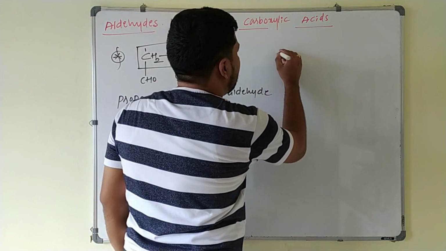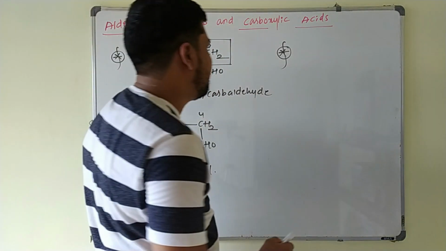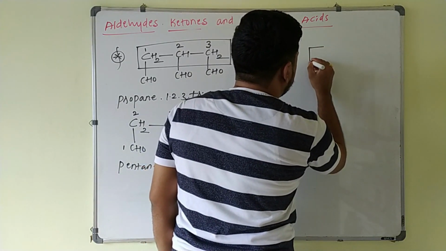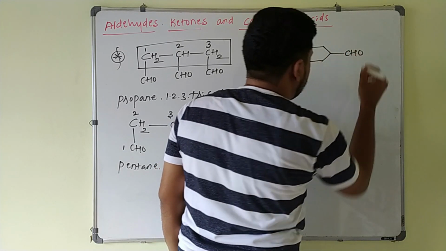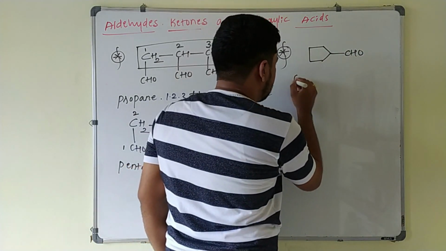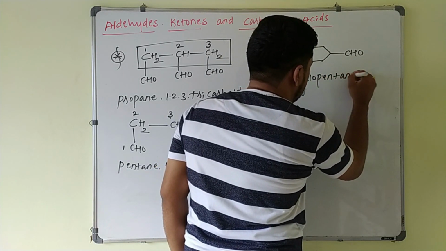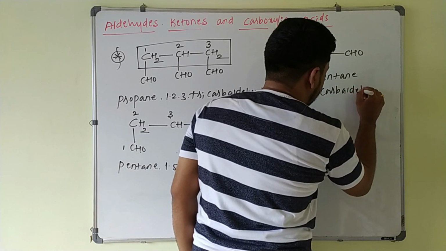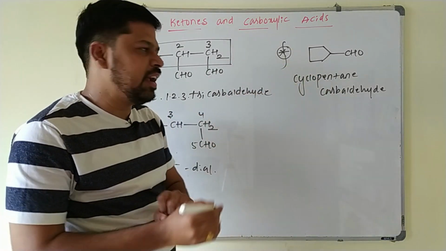Next, whenever an aldehyde group is directly attached to the ring, then the suffix carbaldehyde is added after the full name of the cyclic ring here. For example, if I take this cyclopentane, to which an aldehyde group is directly attached, it is named as what? Cyclopentane carbaldehyde. Always keep in mind, this carbaldehyde is the special suffix for the aldehydes.